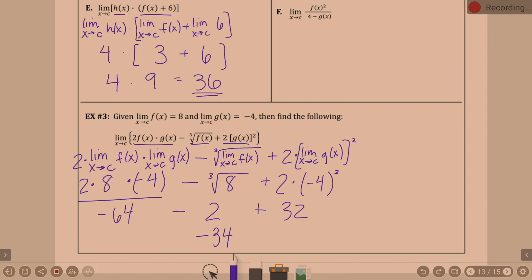So cube root of 8 means I need 3 of something, right? So 2 times 2 times 2. So the cube root of 8 is 2. That's part of what we forgot. So multiplying 2 times 8 times -4 was my -64. Cube root of 8 is 2. And over here, squared then multiplied. -4 squared is 16. 16 times 2 is 32.